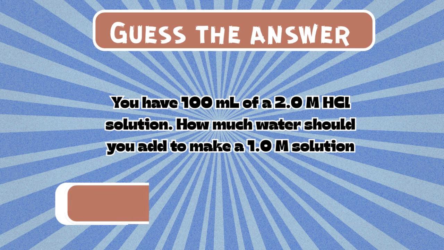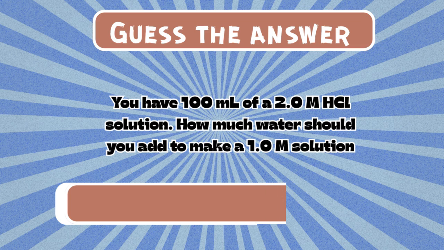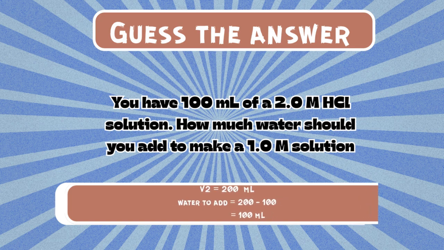Guess the answer. You have 100 milliliters of a 2.0 M HCl solution. How much water should you add to make a 1.0 M solution? Using the dilution formula, we find the final volume should be 200 milliliters. That means you need to add 100 milliliters of water to reach your target concentration.